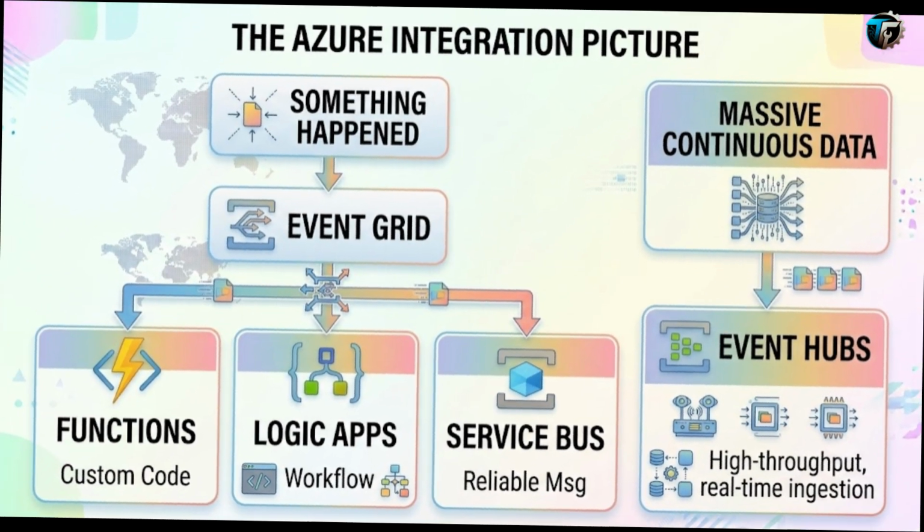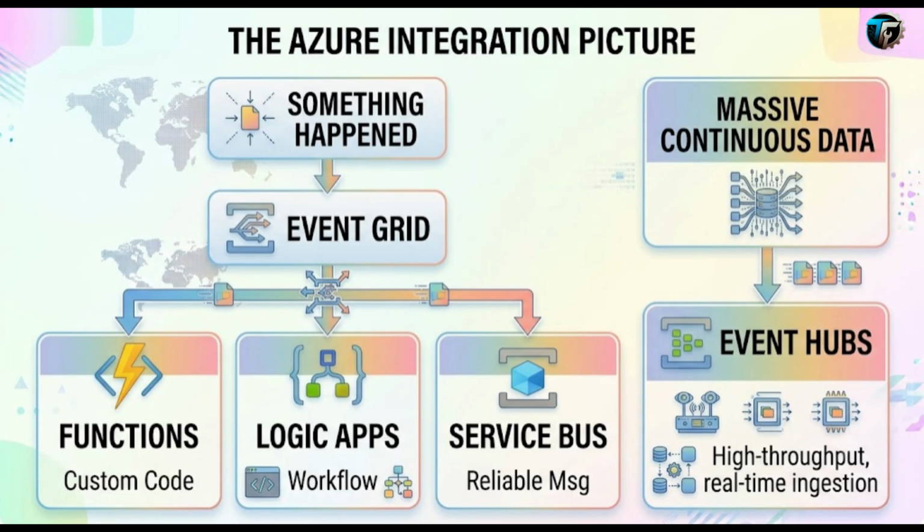If you remember only one thing from today's video, remember this. Event Grid tells us that something happened. Azure Functions runs our custom code. Logic Apps orchestrates workflows. Service Bus reliably handles business messages. Event Hubs handles massive event streams. Understanding how these services work together is much more valuable than memorizing each service individually. That's how you start thinking like an Azure solution architect.